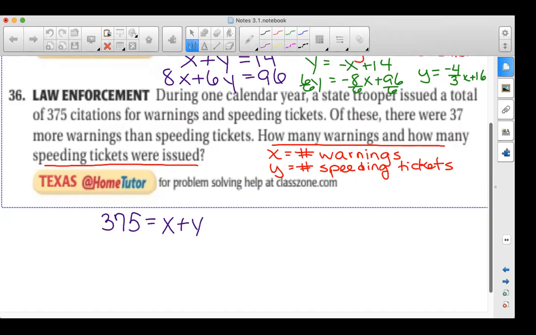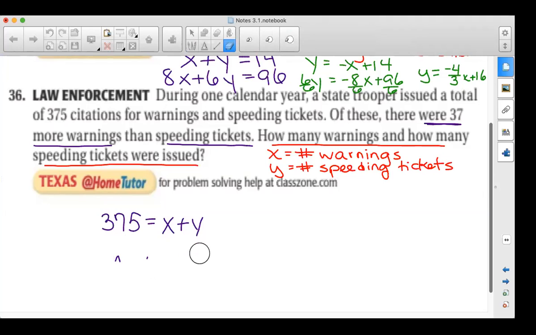Now the next one's a little different. It says of these, there were 37 more warnings than speeding tickets. So we have to think, how can I write that as an equation? 37 more warnings than speeding tickets. Cody, how would we write that? X minus 37, in quotation marks, then plus Y equals 375. Actually, you are combining the two together. I already have a number that includes the 375. We don't need to include the 375 in the next one. I think you were trying to make one equation instead of two separate.